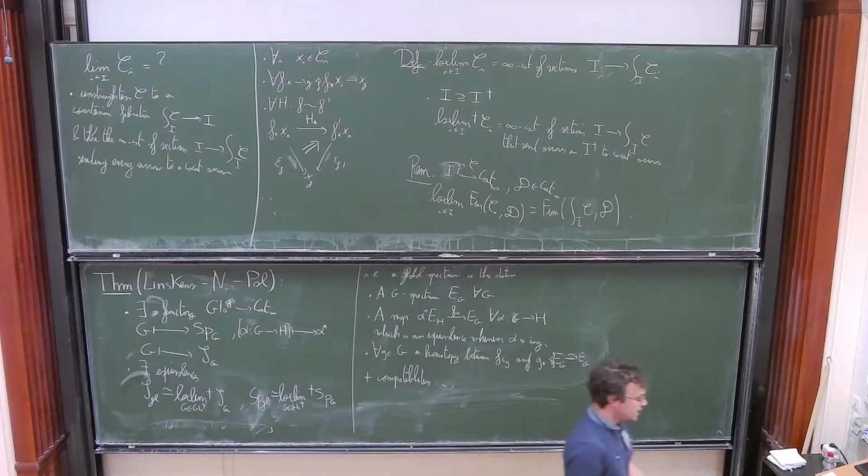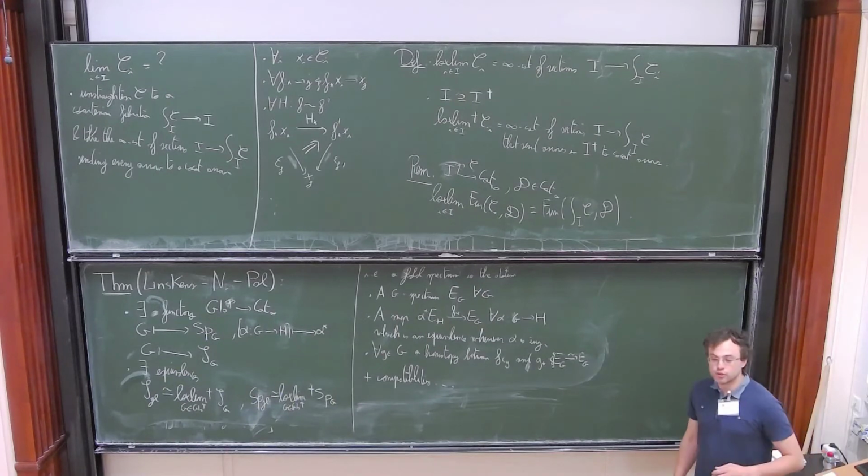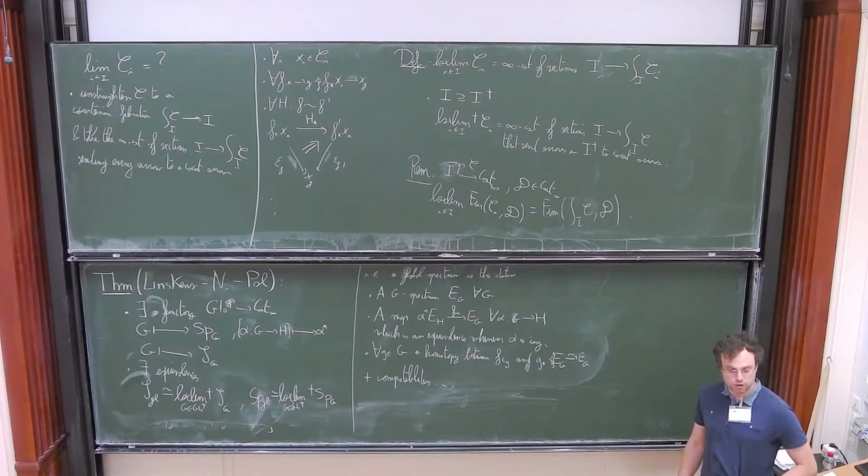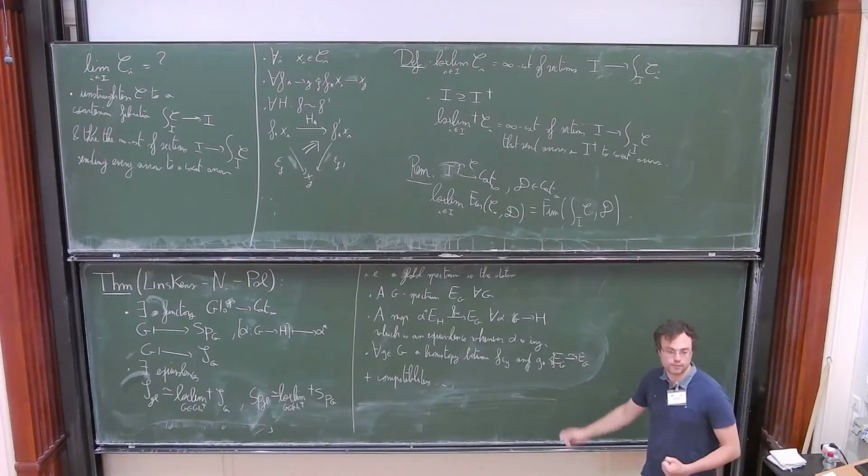So that is, I think, a relatively intuitive description of what a global spectrum should be, and it makes it precise. It's a G-spectrum for every G plus coherence data.